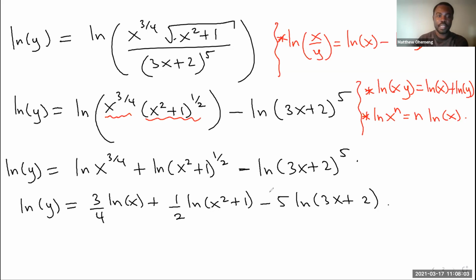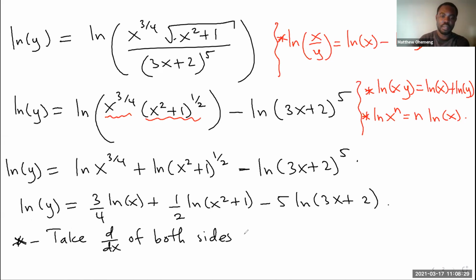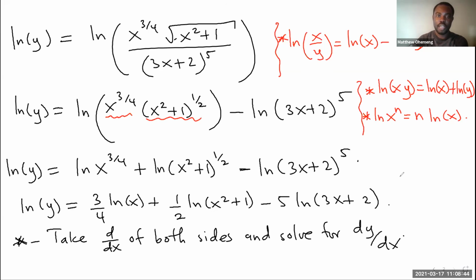Okay. Now, at this level, we've been able to simplify it to the barest minimum. We can't simplify any further. This is the best simplification we can do. So when you get here, you are done with the simplification. The last step will be to take d over dx of both sides and solve for dy over dx, right? So when we get here, we just do that. We take d over dx of both sides and then solve for dy over dx. Now I need to do that on the next slide.